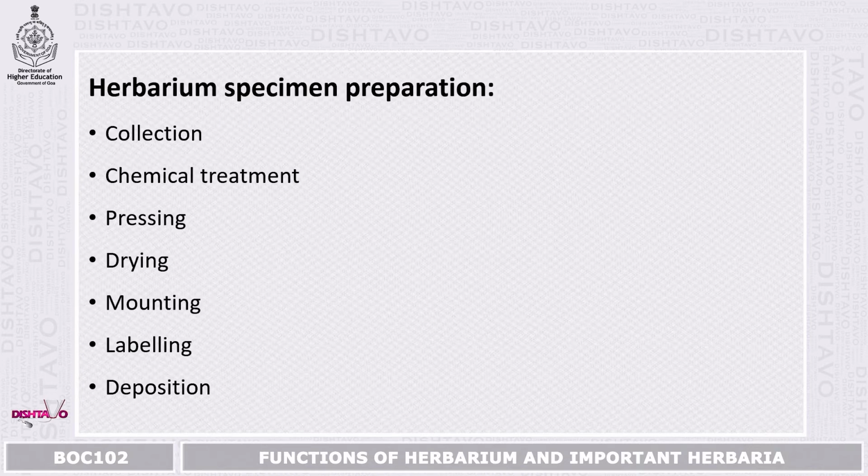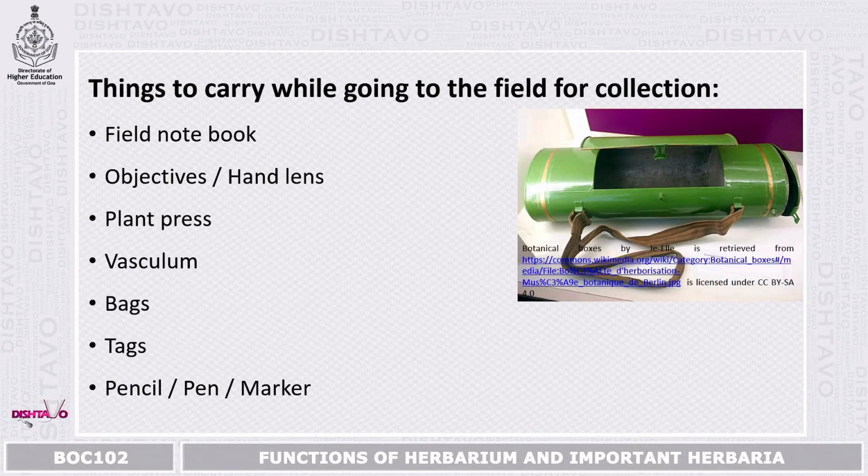These are the steps which you have to follow while preparing a specimen for herbarium. This includes collection of the plant material, chemical treatment, pressing of the specimen, drying followed by mounting, labeling, and finally deposition of the specimen in a herbarium. The first step of herbarium preparation starts with the collection of plant material.